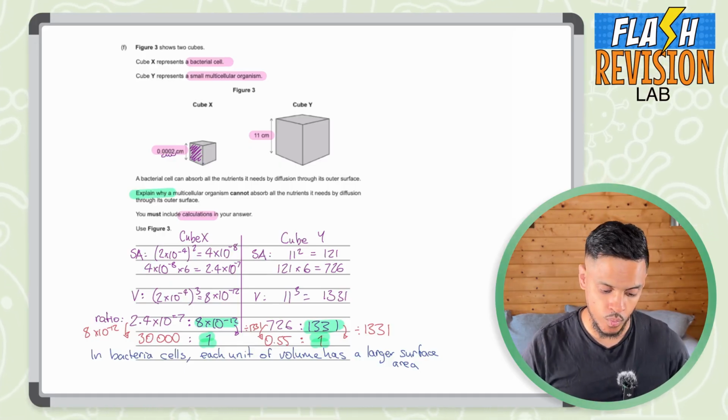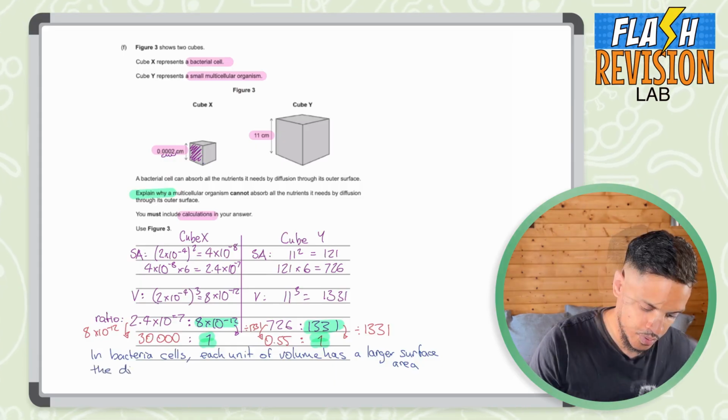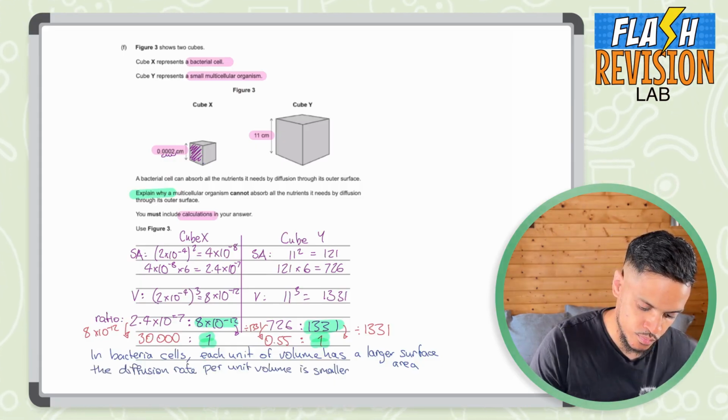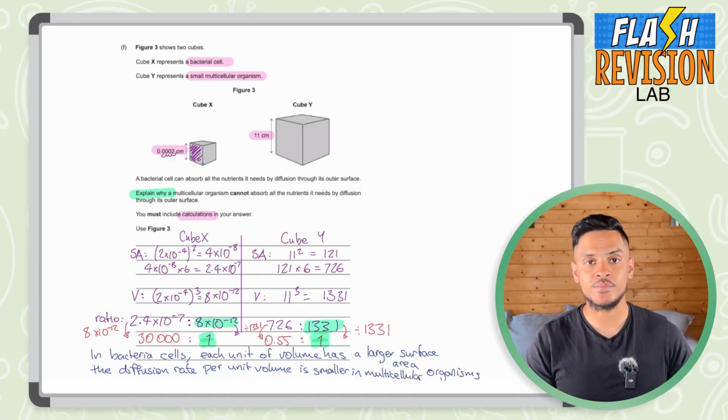So we just need to write one final point here to say the diffusion rate per unit volume is smaller in multicellular organisms. And there we go, that's how you get 5 marks there.